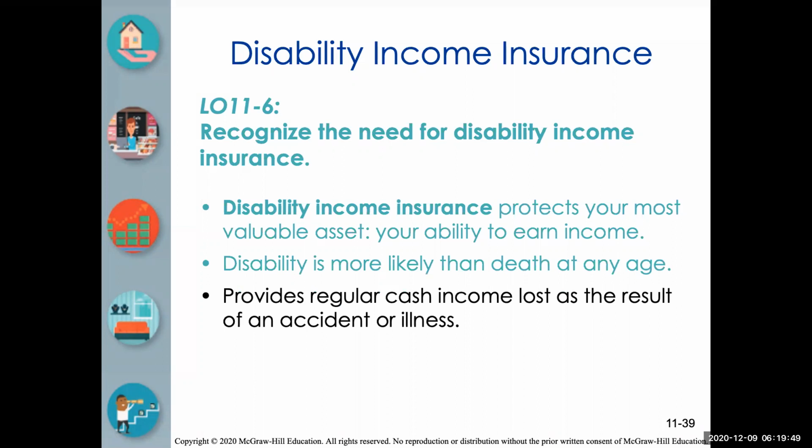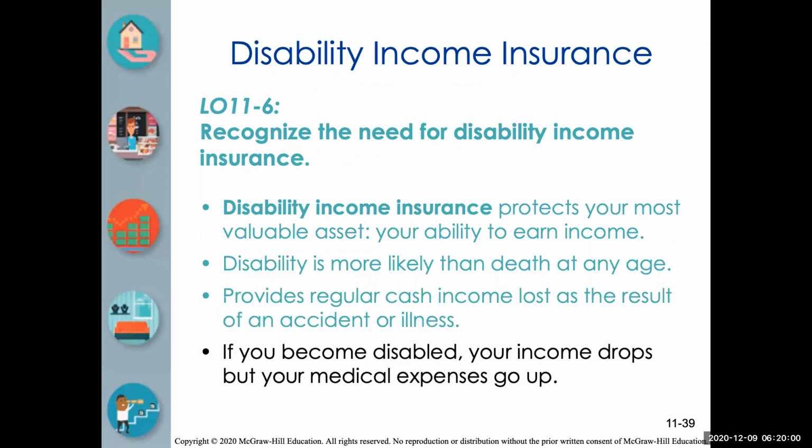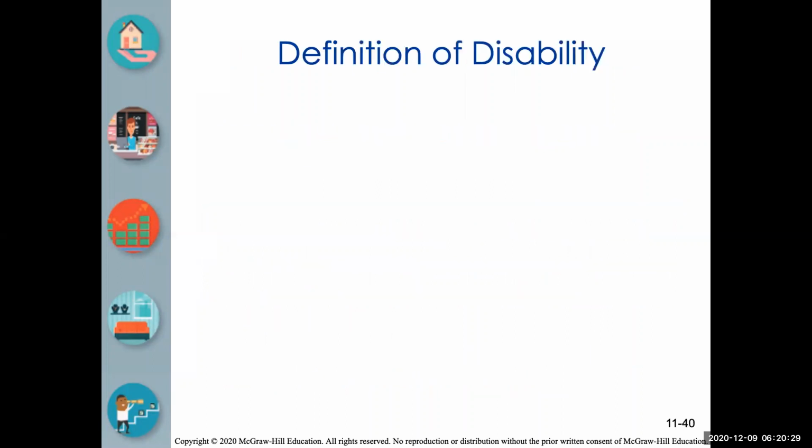What does it provide? Well, it provides regular cash income that was lost as a result of the accident or illness. If you become disabled, here are the facts. Your income is going to go down, maybe to zero, but your medical expenses are going the opposite direction. They're going up, because you're going to need help in the house. You're going to have to go see your doctor more frequently for checkup visits. So your income goes down, your expenses go up. So the disability income insurance is designed to help with this.